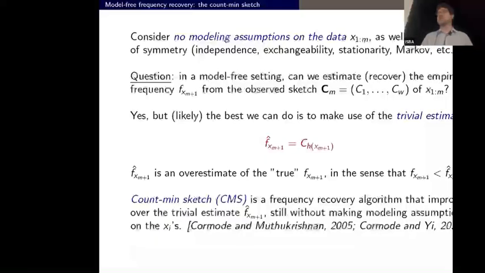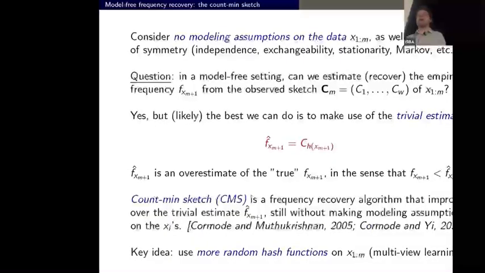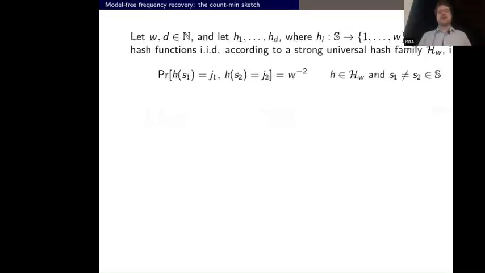The count-min sketch is probably the most popular algorithm to solve this problem. And the idea is to use more hash functions. It's nowadays called multi-view learning, but in a different perspective with respect to what Maria discussed yesterday, and I will show you in a bit. So I consider a collection of random hash functions. I have D random hash functions, with a property called universal hashing. It's typically a property that is difficult to achieve, but an approximation in some sense of this property is fine. And I will show an example later on.